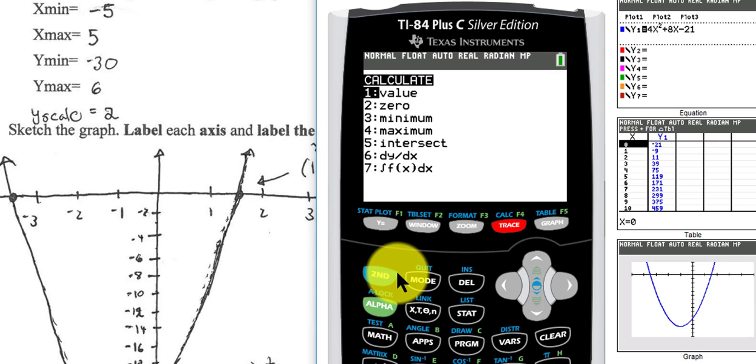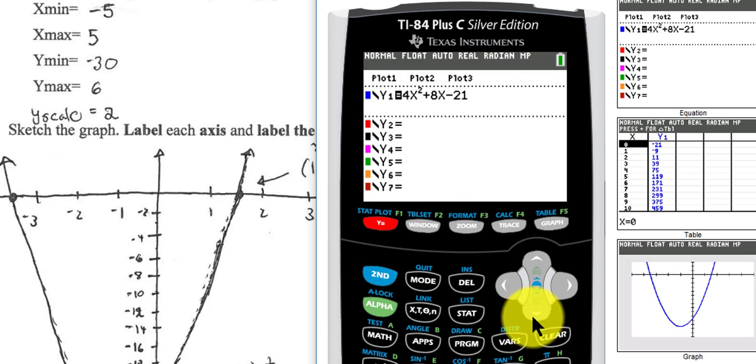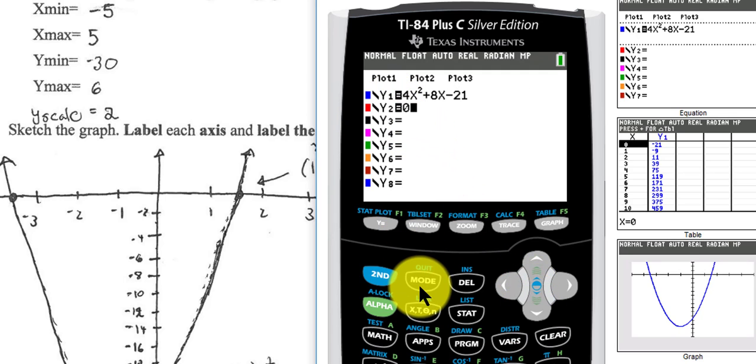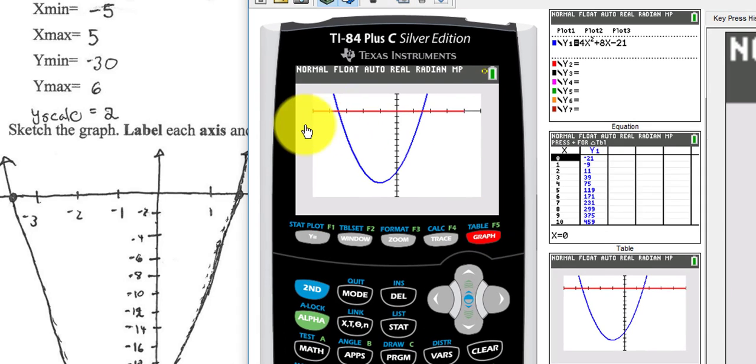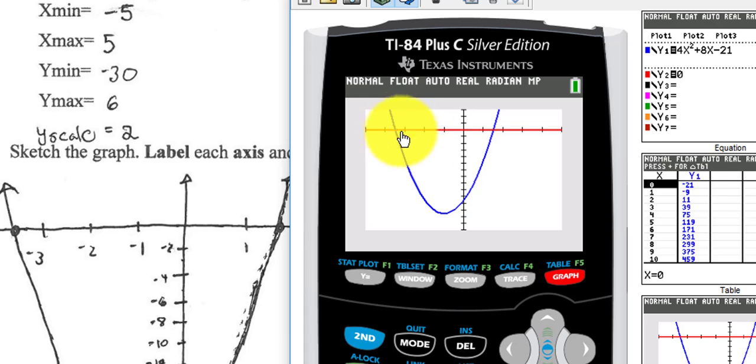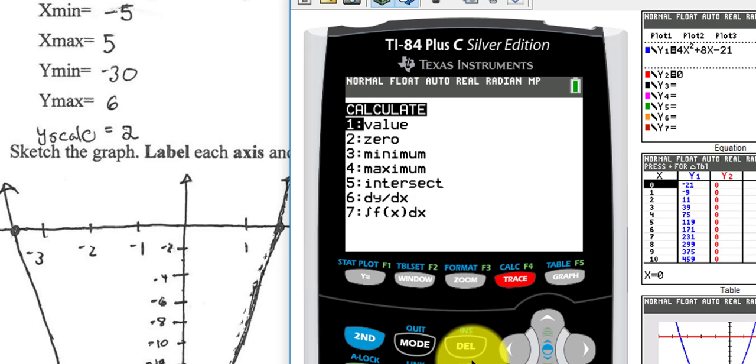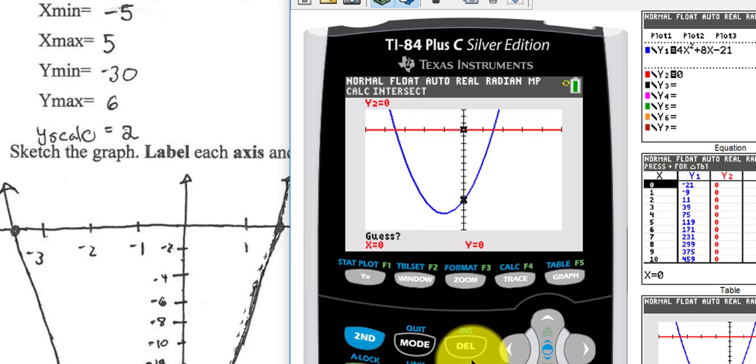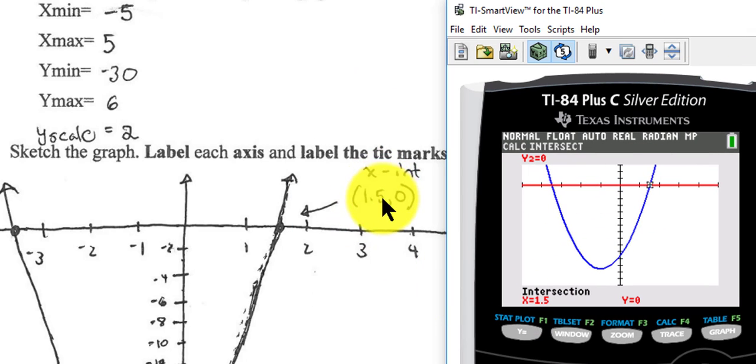But I think an easier way would be if I go back to y equals and I scroll down and press 0 for y2, that's going to give me a straight line at y equals 0. So watch what happens when I graph now. See how I now have 2 lines? I have a blue line and a red line. I want these intersections, right? The red line represents the x-axis, or the horizontal axis, and I want to know when does the curve intersect the horizontal axis. So I press second, trace, 5 for intersection, enter 3 times, and I get the point on the right, 1.5, 0. And notice that's what we wrote here, 1.5, 0.